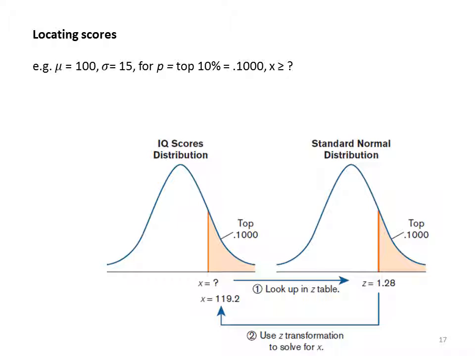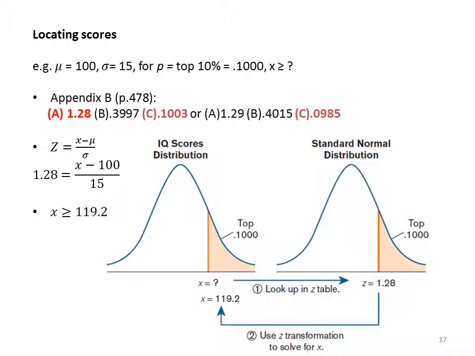This is the example from page 140. We have a population mean of 100, standard deviation of 15. So what is the minimum score that you need to get into the top 10%? So top 10%, we know it's in the right tail, this pink area. And first of all, 10% equals 0.1000. And we're looking for the z-score over here.